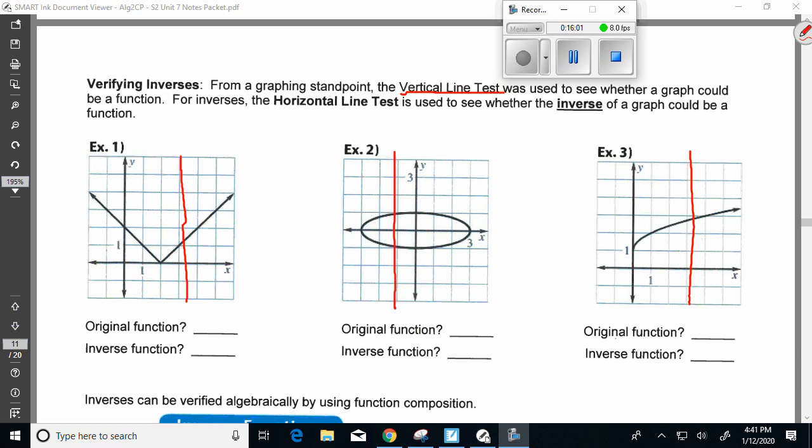So in the case of example 1, it only touches it once, so the original function is a function. In example 2, it touches it twice, so that fails, it's not a function. Example 3, it only touches it once, so it is a function.